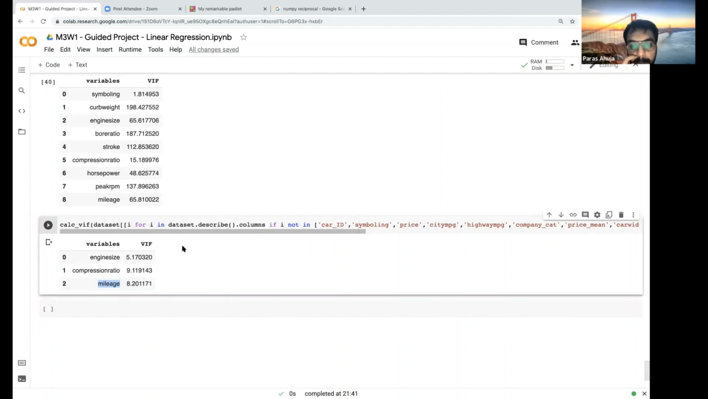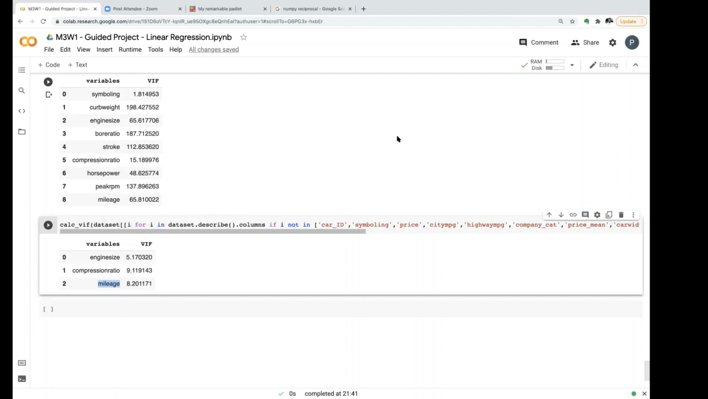Any doubts, anyone? Bhanu Pratap, any doubts? Rajat, are you following? Yes, I'm following. Okay, Himanshu, I think I have interacted with Himanshu, Rajat, and I don't know, Rohan also, I think.